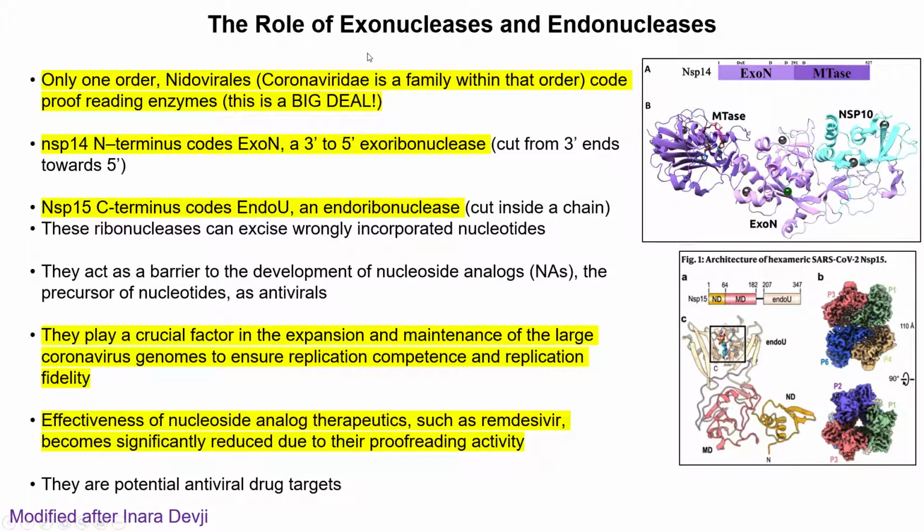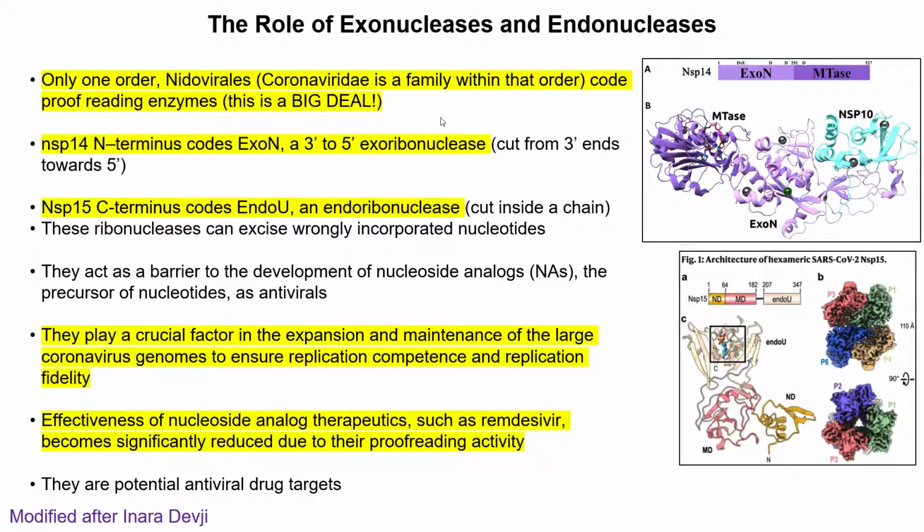So here, the role of the exo- and the endonuclease. There is only one order, which is Nidovirales, and Coronaviridae is one of the families. There are 4 families under that order. And all Nidovirales, even the other families as well, they all have this proofreading enzyme. The reason for that is that all of the members of the Nidovirales order have the largest RNA genomes. So that's the key. They all have a 28 kb plus genome, which we are going to see in a separate chapter, which should not be a proper size of an RNA genome.